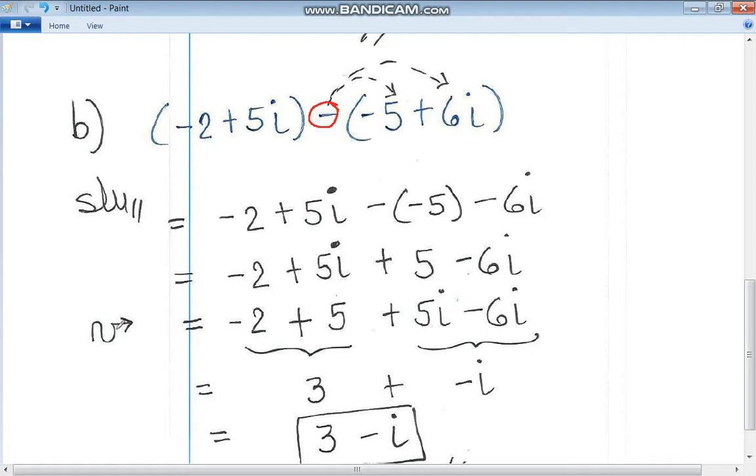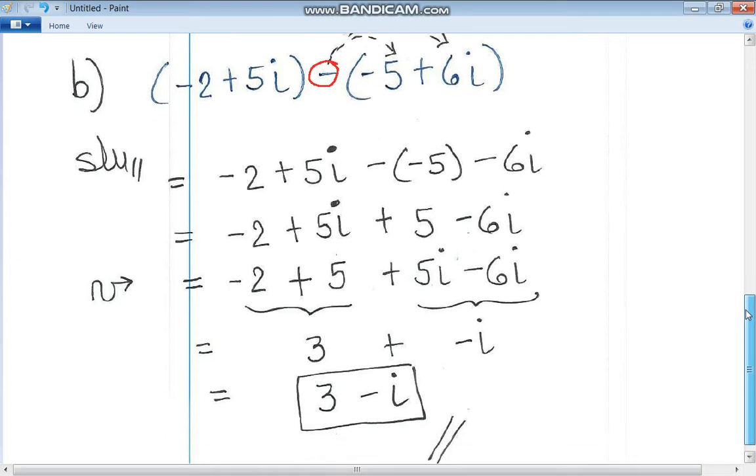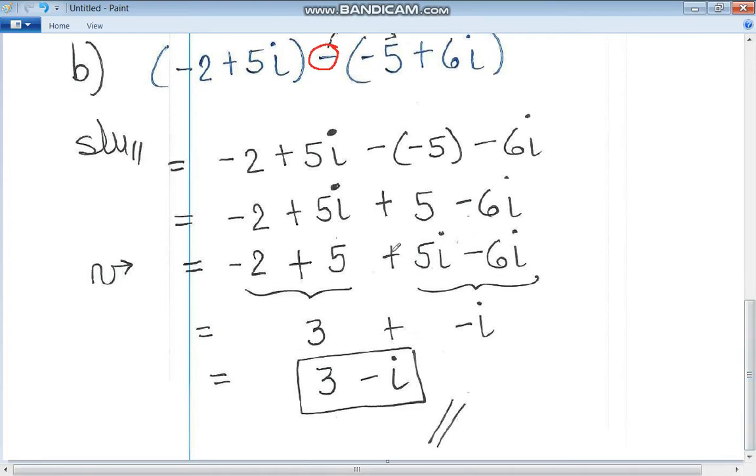Now the squiggly line says I'm moving things around, putting the real numbers in the front and the imaginary numbers in the back. Negative 2 plus 5, plus 5i minus 6i. Negative 2 plus 5 is 3, and then bring down the plus. 5i minus 6i is negative i, and we're not going to write plus a negative. That's not simplified. We write 3 minus i. We have the real part in the front, the imaginary part in the back.